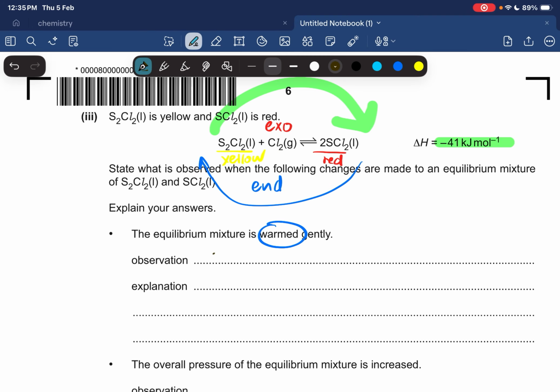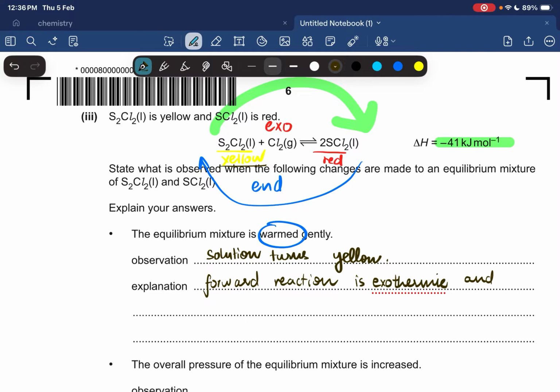So the observation is going to be that the solution turns yellow, and it's all yellow. Why does the solution turn yellow? Gotta realize the equilibrium is moving backwards, and when it's moving backwards, it's going to turn yellow. Solution turns yellow. Explanation: forward reaction is exothermic. Okay, that's simple. Forward reaction is exothermic and backward is endothermic.